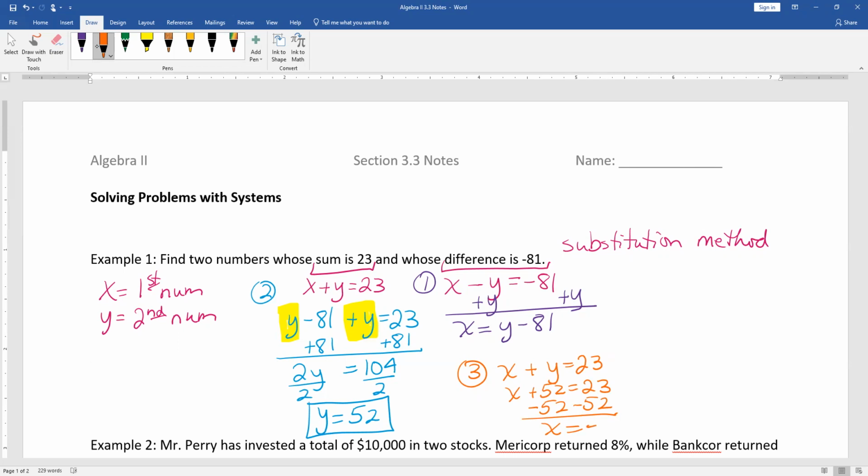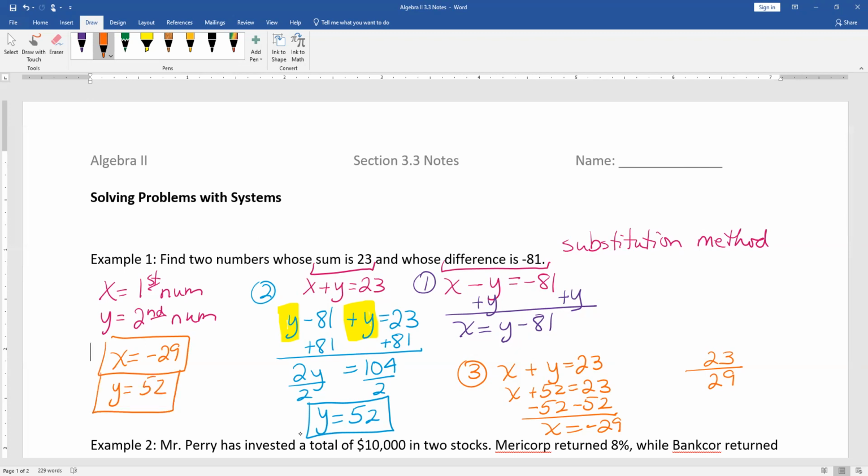And, whoops, I closed it, hold on. And these are unlike signs, so I'm subtracting. So 52 minus 23: 12 take away 3 is 9, 4 take away 2 is 2, so x equals negative 29, y equals 52. And there's my final answer.